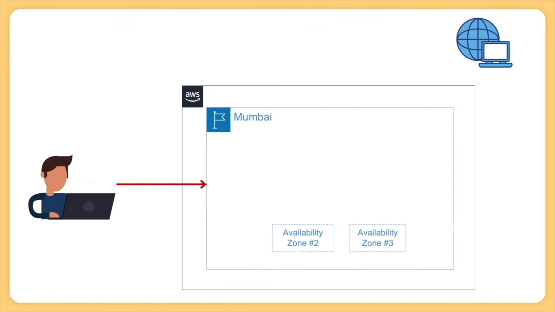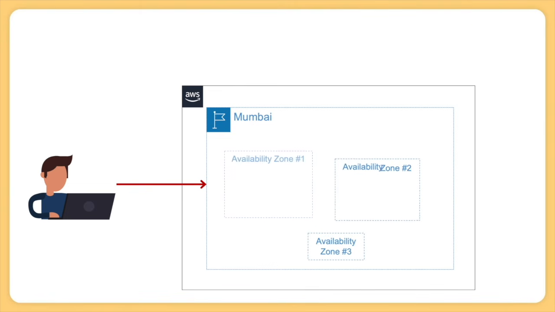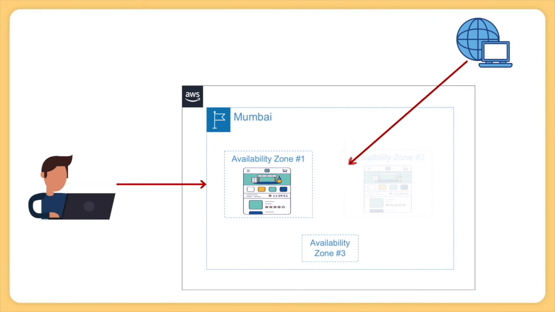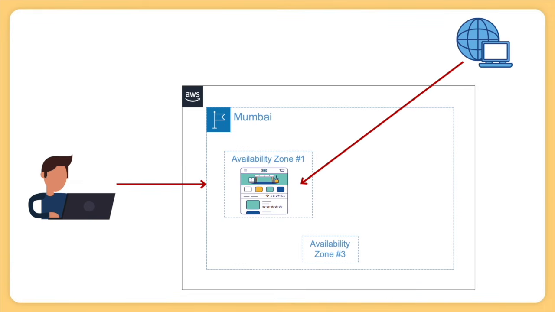Let's take a look at the advantages of availability zones. The first benefit is the higher availability. When you design your applications, you make sure that you have put all your servers and databases in multiple availability zones. So if one goes down, you have another zone to cover for it.